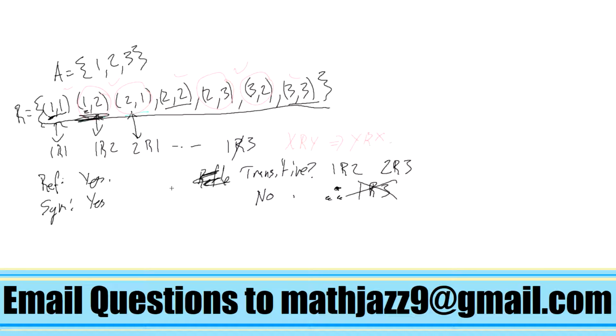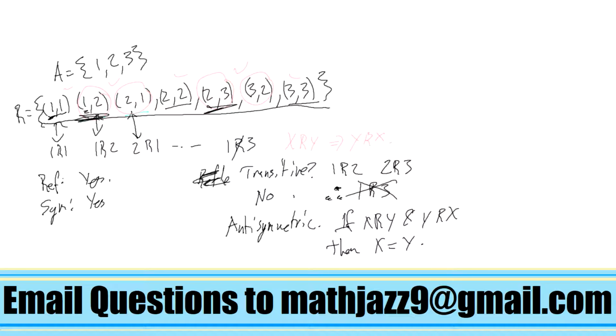Okay, so not transitive, and then we want antisymmetric. Okay, so antisymmetric is the one that says that if x is related to y and y is related to x, then x equals y. Is that true? Well, no. 2 is related to 3, 3 is related to 2, 2 is not 3. So no, not antisymmetric.